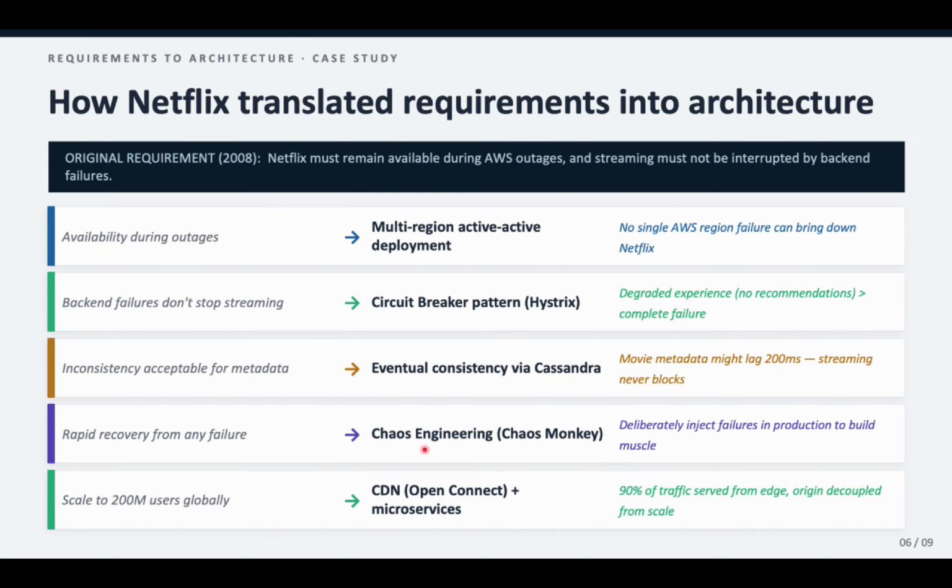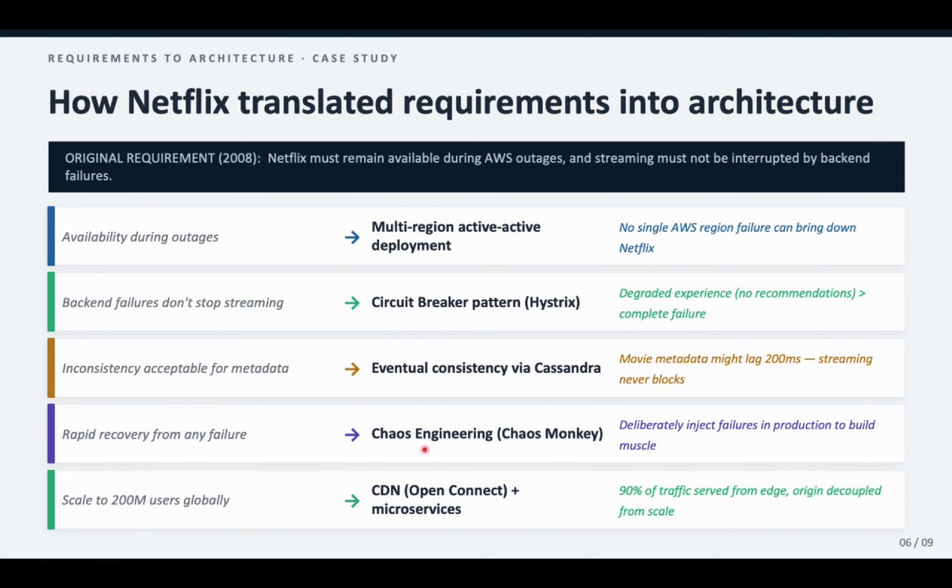This is the most counterintuitive one. Netflix built a tool called Chaos Monkey that deliberately kills random servers in production on purpose, right? During business hours. The logic is brilliant. If you need to be resilient to failures, the best way to build that resilience is to practice surviving failures.